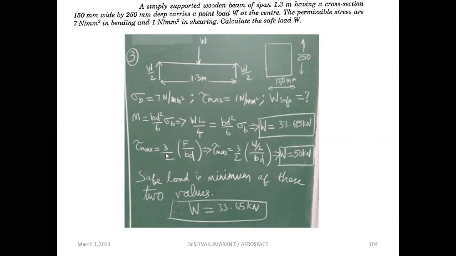And tau max is equal to 3 by 2 times F by BD, that is tau average. F is nothing but W by 2. So from this you get W value to be 50,000 Newton or 50 kilonewton. So safe load is the minimum of these two values. The minimum of these two is 33.65 kilonewton, which is the answer for this problem. By considering the bending stress, we get one W value. By considering the shearing stress, we get another W value. Out of these two, we have to choose the minimum value to be the safe load for the given beam.